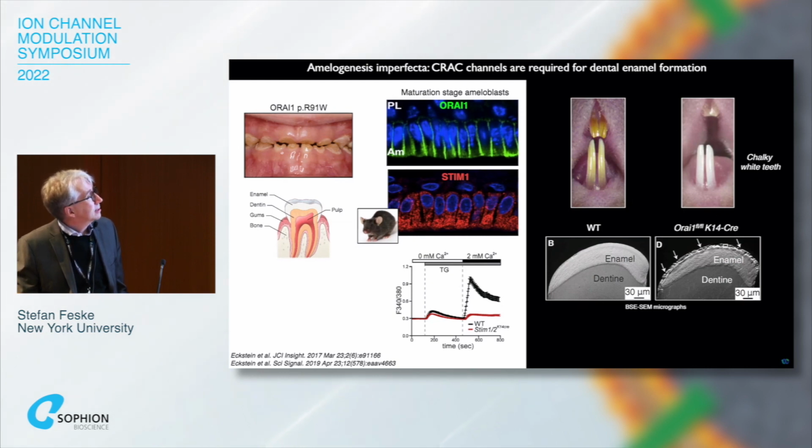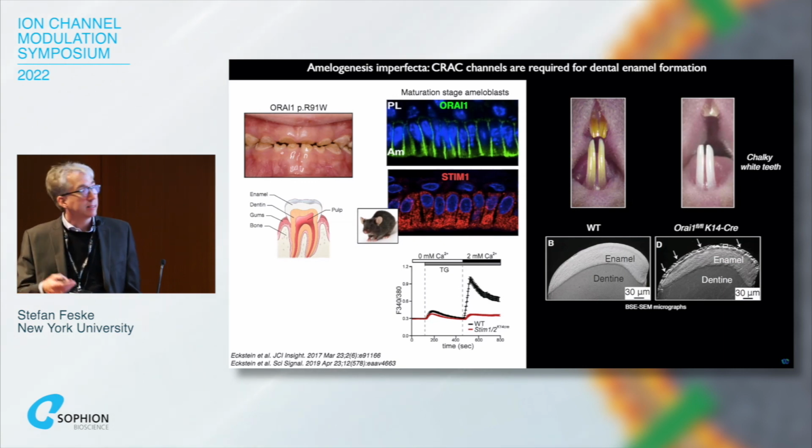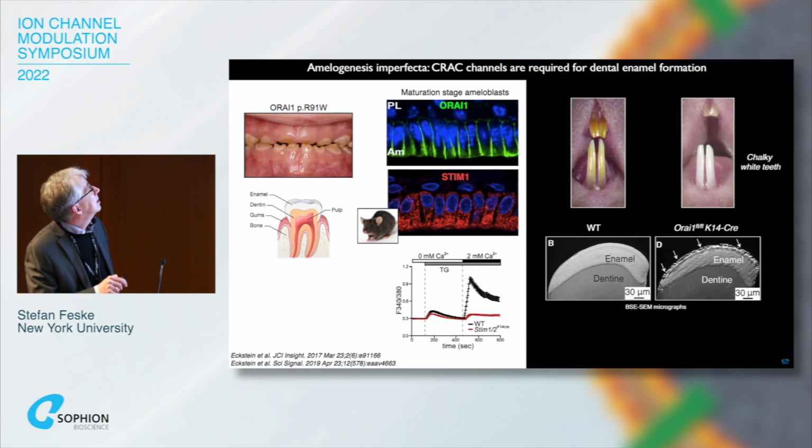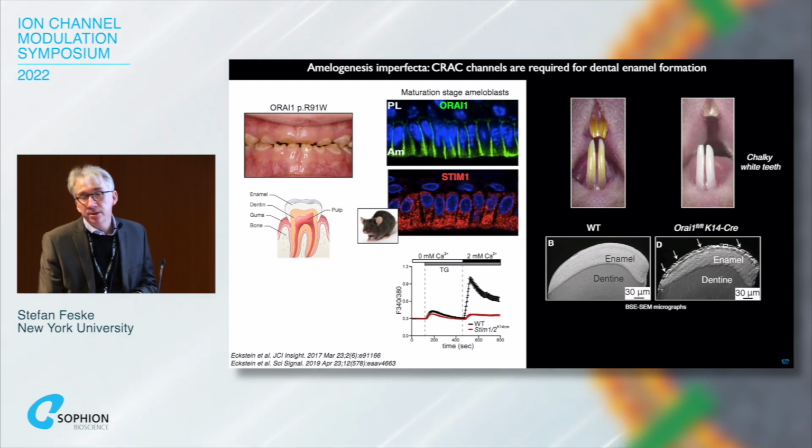And if you do backscatter electron microscopy, you find that the enamel is actually not formed properly, and the outer layer is very brittle, and that's the reason why it gets used up. And these patients actually have only the underlying dentin layer that is yellow left, and the dental enamel is completely gone. So this means that CRAC channels are important for tooth formation in both mice and humans.